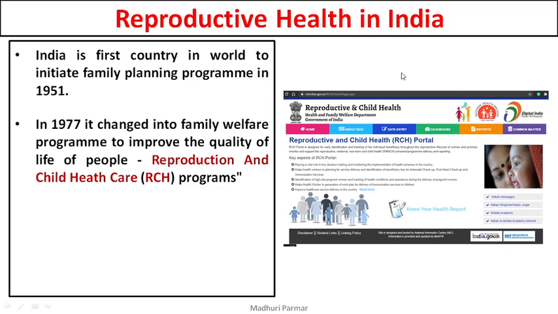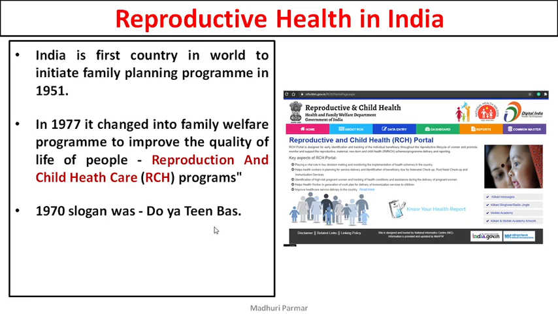This is a screenshot taken from their own website. This is the government website because you can see the symbol, and the name is Reproductive and Child Health. It is taken up by the Health and Family Welfare Department of the Government of India.